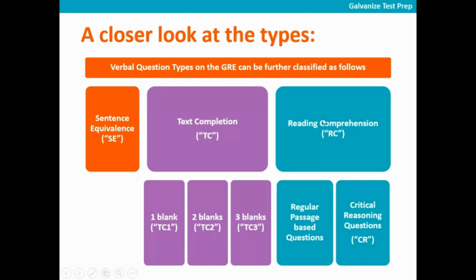And you have reading comprehension, which is divided into regular passage-based questions. This forms the major chunk of your RC types. So if, say, 10 questions, 8 or 9 of them are going to be this type. There's only going to be 1 or 2 critical reasoning question types per verbal reasoning section. So it is not given a lot of weightage, but if you're looking to score something really high in your verbal section, it is highly advisable that you ace critical reasoning types soon.